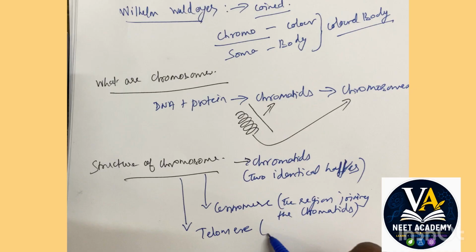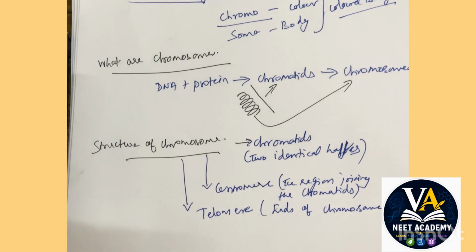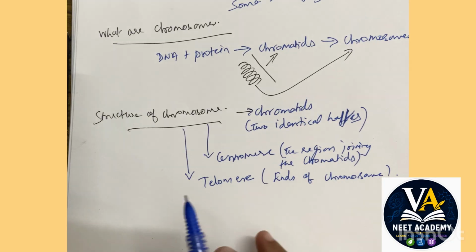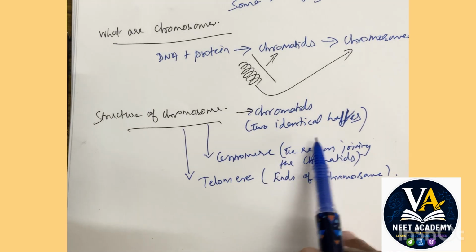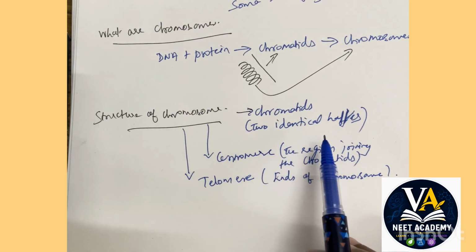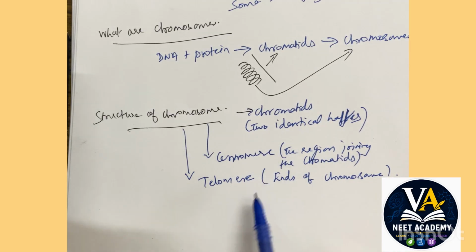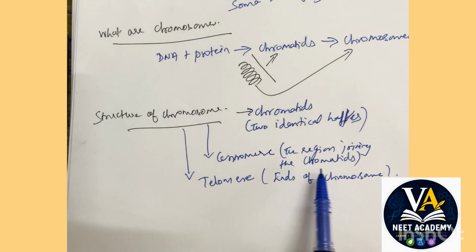Telomere. Telomere is what? It is nothing but the ends of chromosome. The ends of chromosome is called as telomere. Okay. So, hope the definition and the structure of chromosome is clear. It has three components: chromatids, which are the identical arms in a chromosome; centromere, the middle region which joins the chromatids; and then telomere.